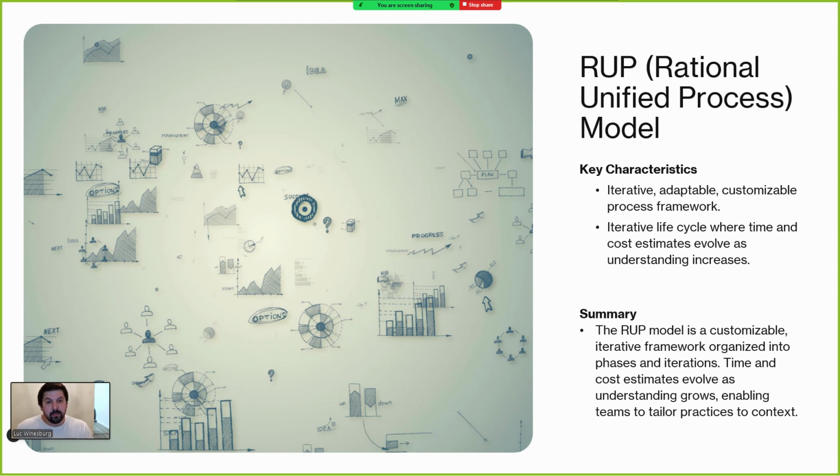So starting off, some key characteristics. RUP is an iterative, adaptable, and customizable process framework. Instead of a single linear path, we work in phases and iterations, and across iterations, time and cost estimates evolve as understanding grows. That's an intentional learning loop. Plans and practices are refined as we discover more and more about the system and its risks.